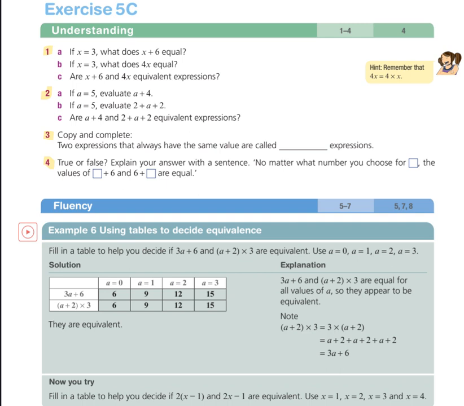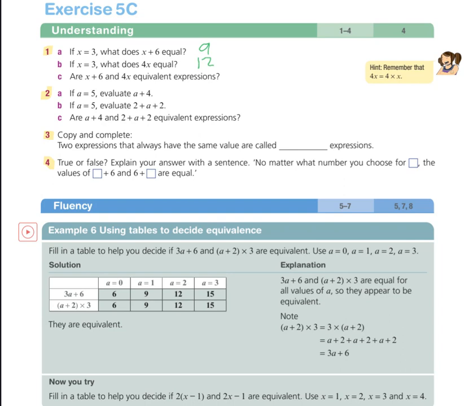Hello everybody, just going to be going through chapter 5C, 1 to 12 or thereabouts. If x equals 3, x plus 6 will be 3 plus 6, which is 9. If x equals 3, what does 4x equal? 4 times 3 equals 12.